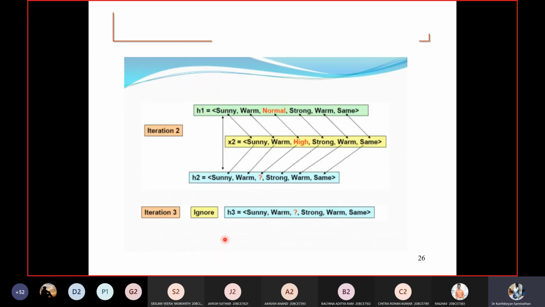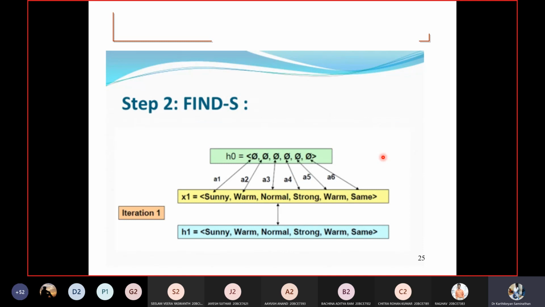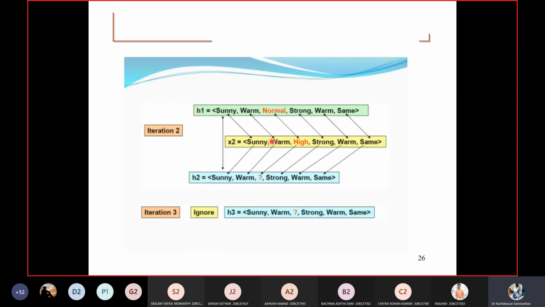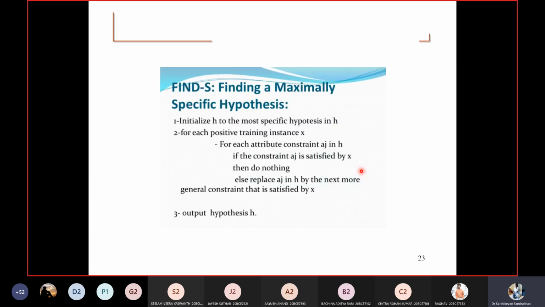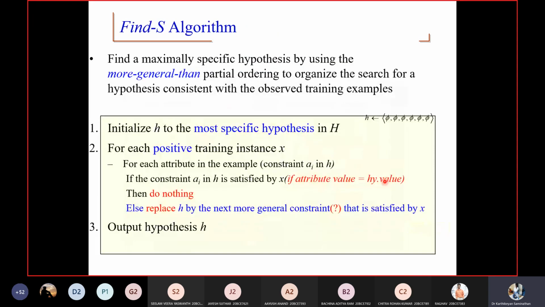Now when the second instance comes, what is the second instance? The first instance is positive, so I am considering this. The second instance is also positive. So I am taking x2, the second instance, which is sunny, warm, high, strong, warm and same. Now, whenever my second instance comes, the algorithm says you need to compare this attribute value with the hypothesis value.